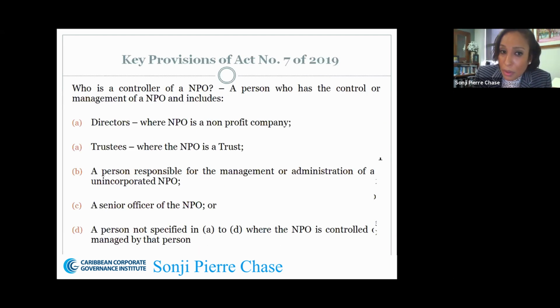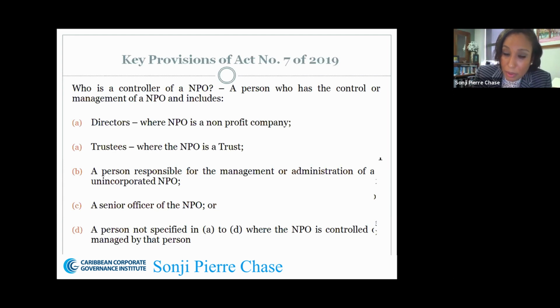And who is the controller? The controllers comprise, one, the directors of the company. So all who are appointed as the directors of a non-profit company, they are the controllers. If it is a trust, remember, you don't have to be a company. You can be unincorporated. If it's a trust, all of the trustees of that trust.